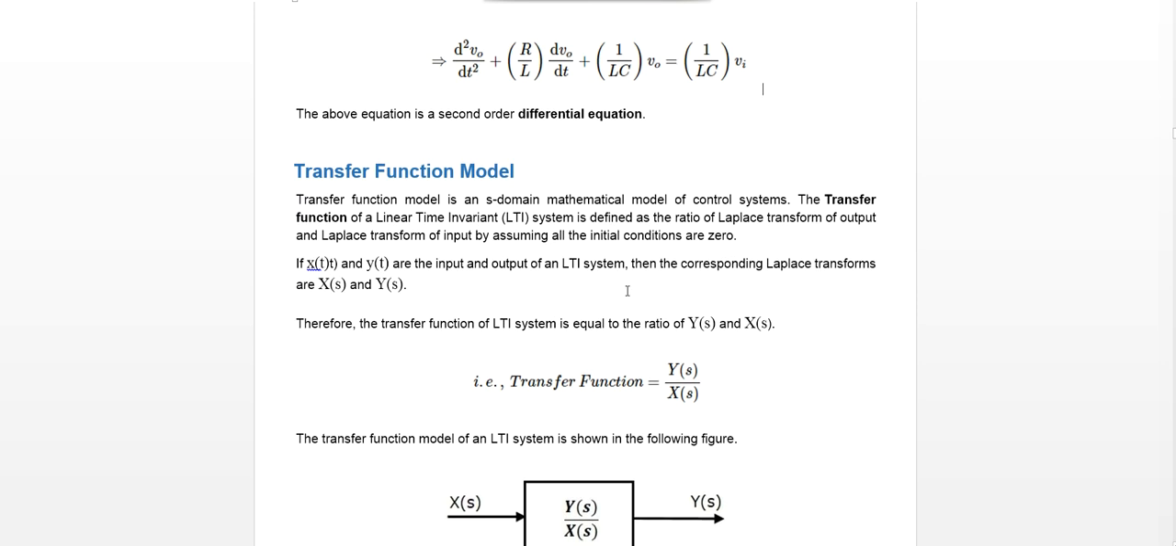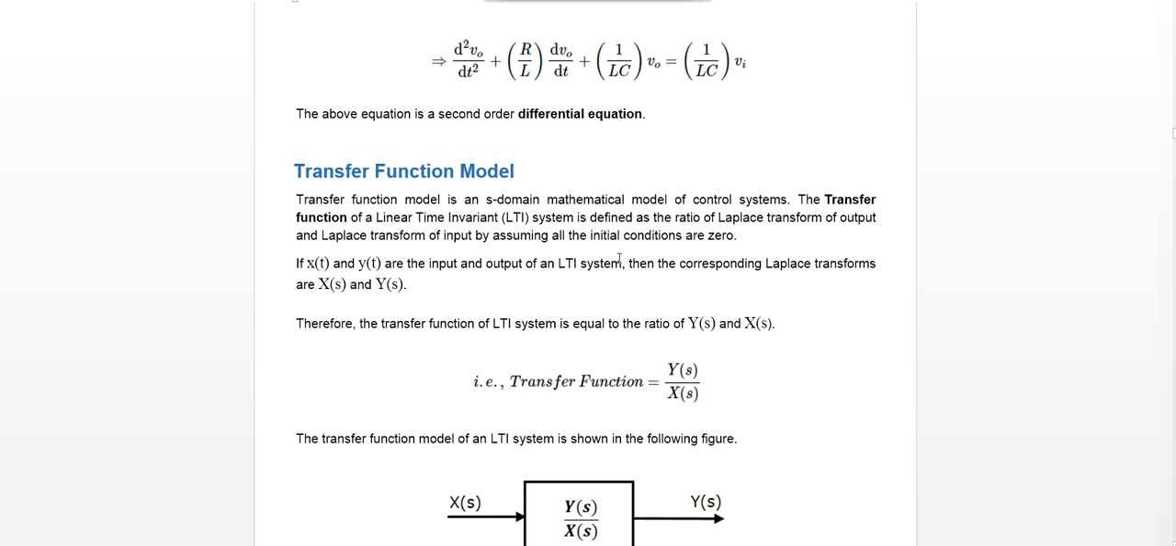In this case, by this time, we should have learned how to get the Laplace transform of a time domain. So if x of t and y of t are the input and the output of an LTI system, then the corresponding Laplace transforms are X of s and Y of s. Take note that for simplicity, if we have a time domain system, we represent them with a small letter. So for example, x of t, we have here small letter x, and a function of t, which is time domain.